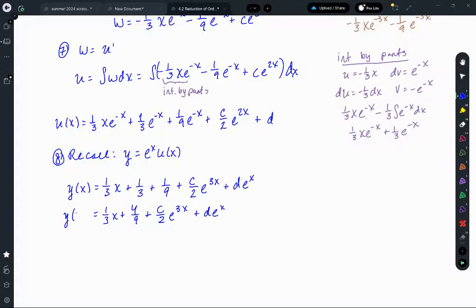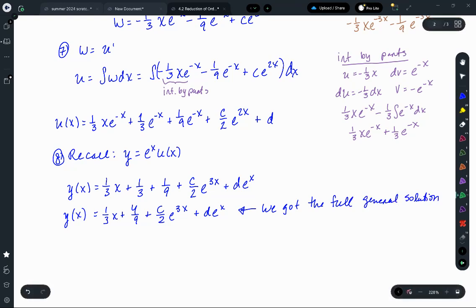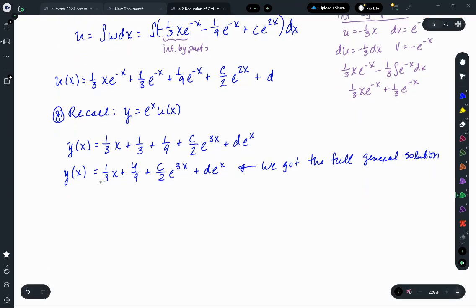Okay, so what happened here is I got the full general solution. So I want us to identify all the parts that are in here. The 1/3 x plus the 4/9, that is coming from the particular solution. It is the result of having solved the non-homogeneous equation with that equals x on the right-hand side of the equal sign for our differential equation.